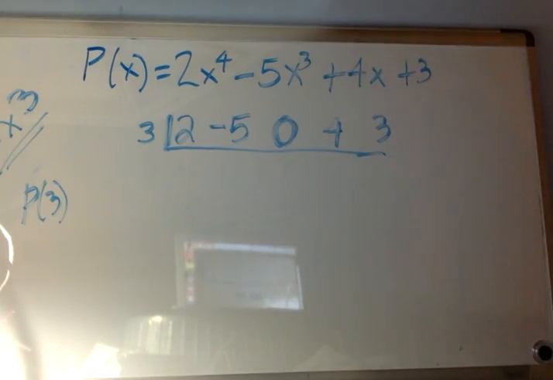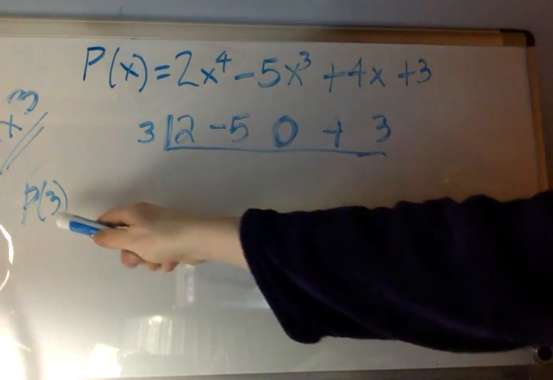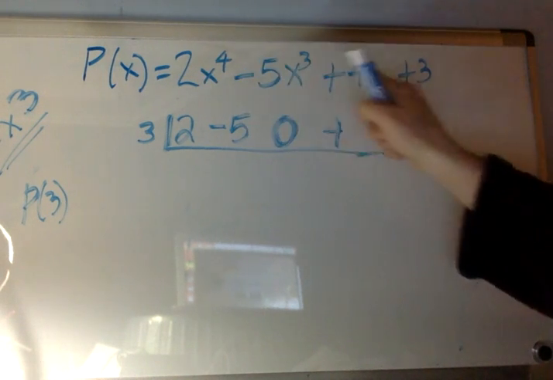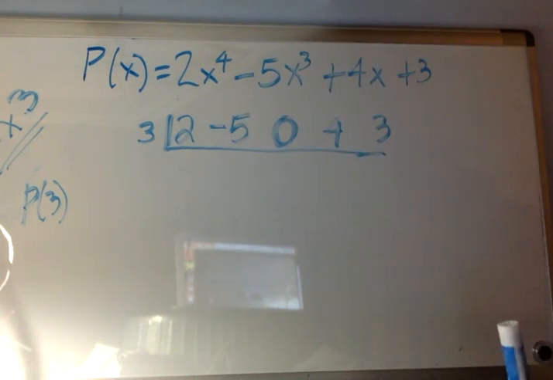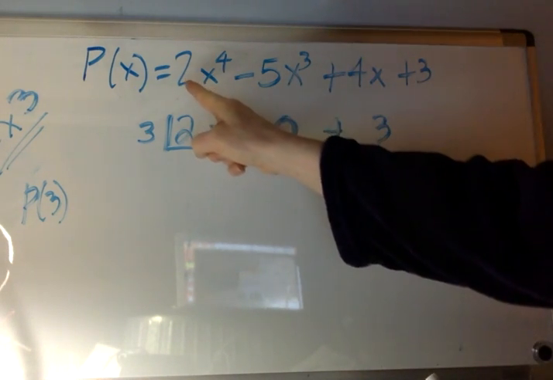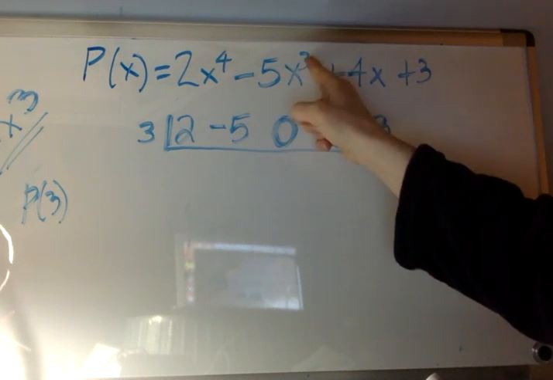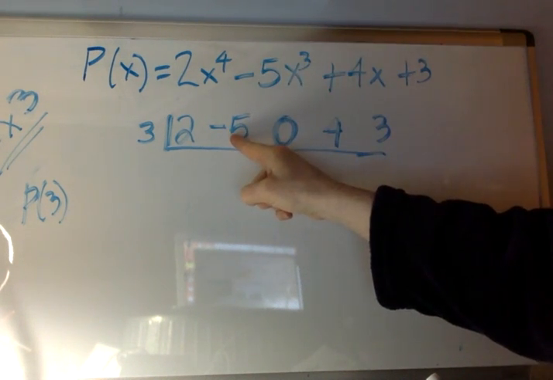Okay, example 3 has the same exact function and the same exact numbers that we're supposed to plug into them, 3 and negative 1, only we're supposed to do it synthetically instead of directly. Instead of directly plugging in numbers, I'm going to use synthetic substitution, which means I need to be concerned with the coefficients of x to the 4th, which is 2, x to the 3rd, the coefficient is negative 5.